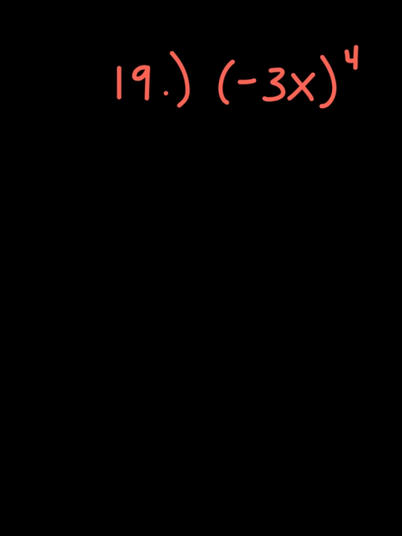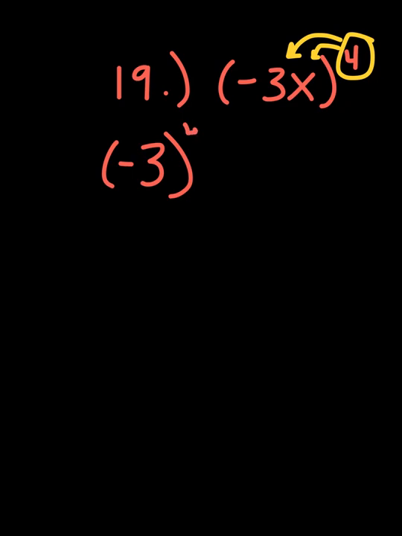The next one is number 19. So I'm going to start off by giving the power of 4 to both bases inside the parentheses. So I have negative 3 to the 4th power, and I have x to the 4th power. Both bases get the power of 4.